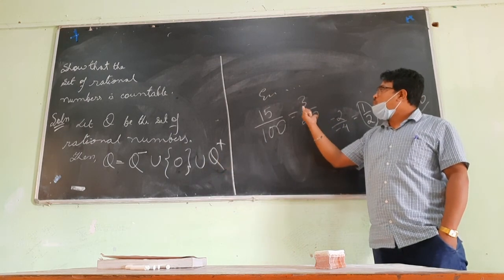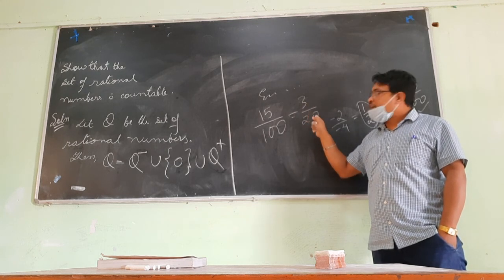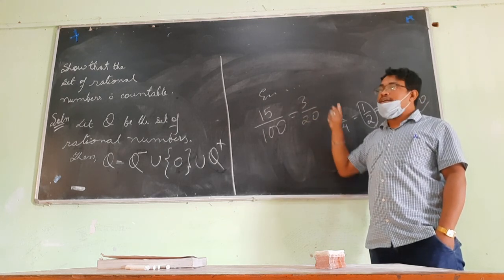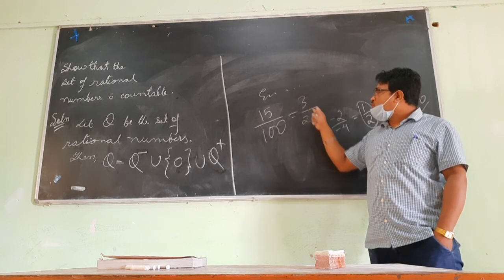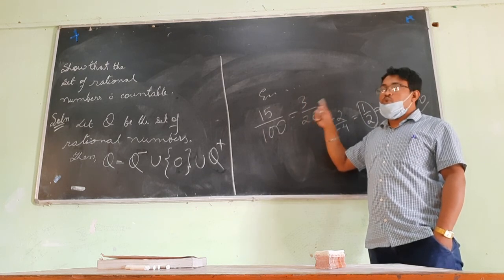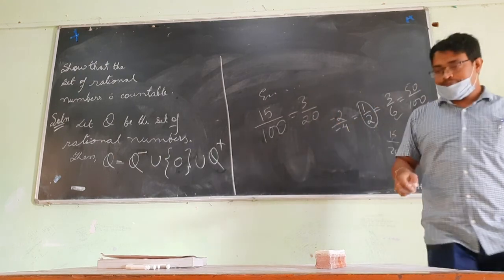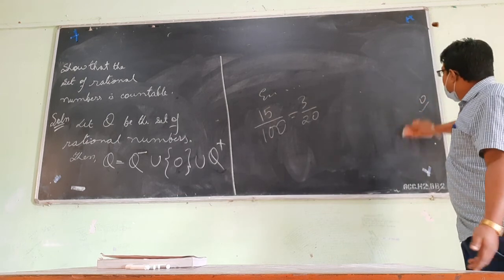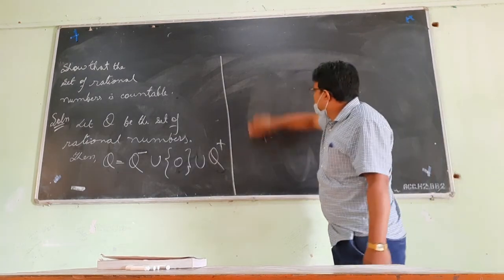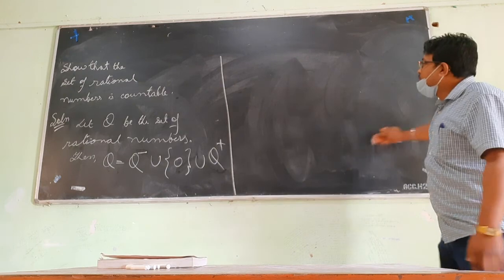So in simplest form, what happens? There is no common factor between numerator and denominator. That is, the highest common factor between these two is 1. No common factor means highest common factor is 1. If we express it that way, then our things will be very simple.